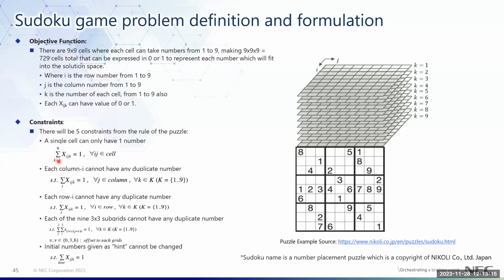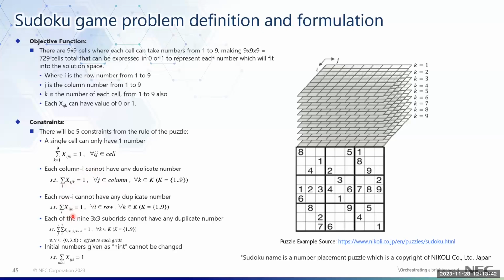So the summation from 1 through 9, where x_ijk can only be 1, that's the first constraint. The second constraint is that each column cannot have a duplicate number. Now this was part of the rules. So here we again say that for each ijk, the x_ijk has to be 1, because that's the QUBO representation.